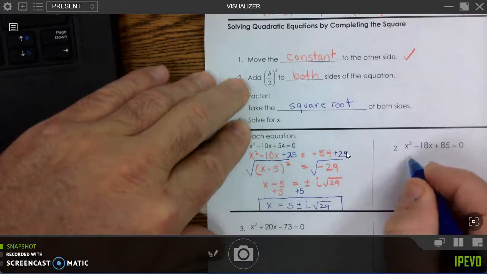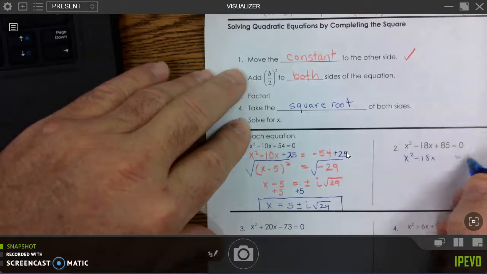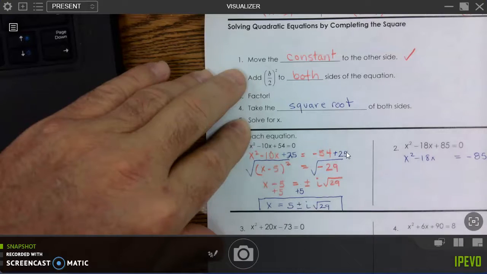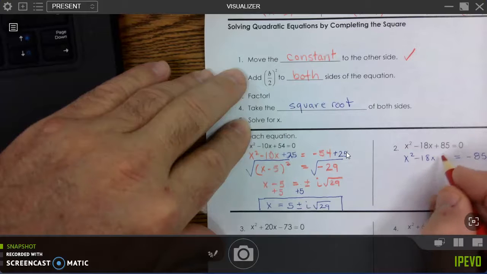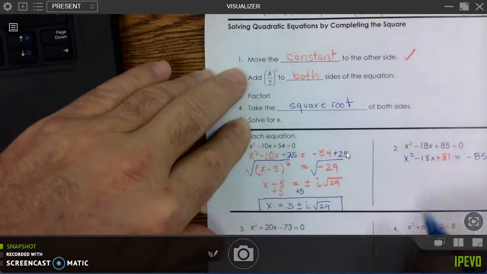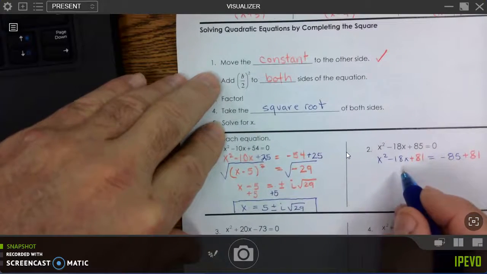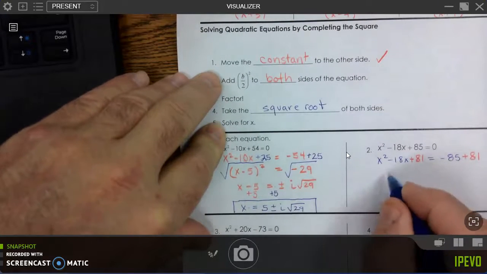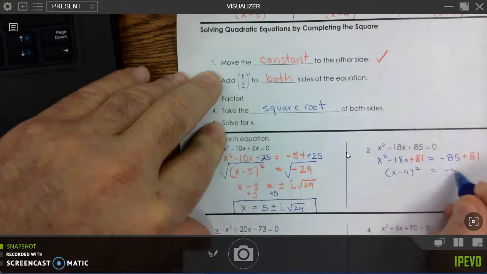Let's see. Step 1, get the constant to the other side. x squared minus 18x equals negative 85. Step 2, take half of 18, which is 9, negative 9, and square it, and I get plus 81. So I'm going to add 81 to this side. Also, remember, this is x minus 9 times x minus 9. Okay? That's x minus 9 to the second power equals negative 4.